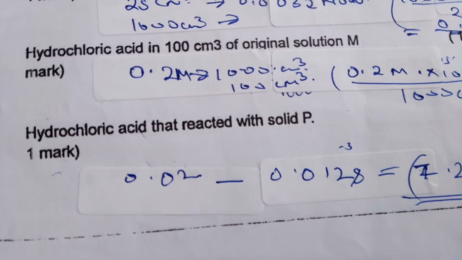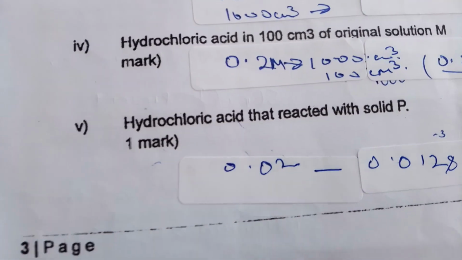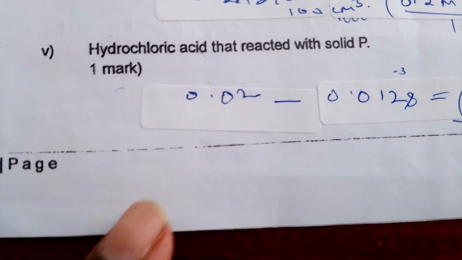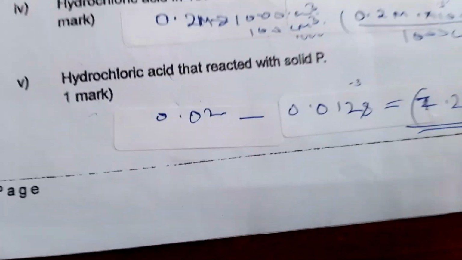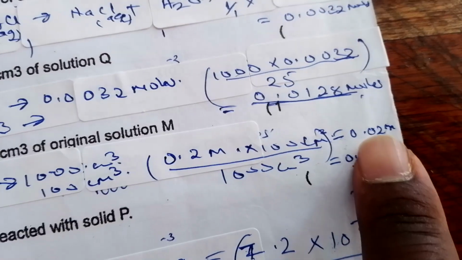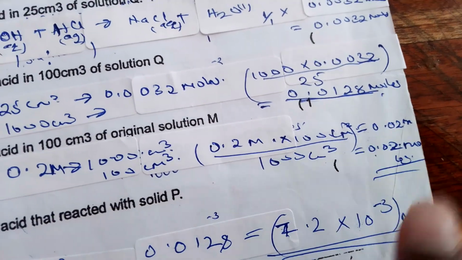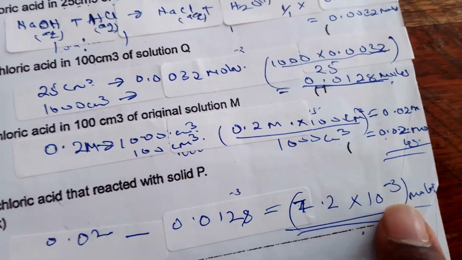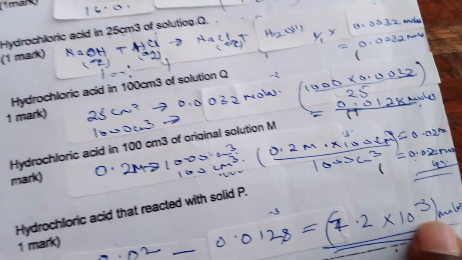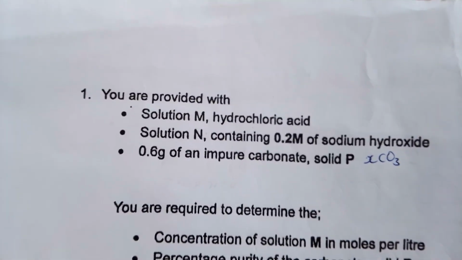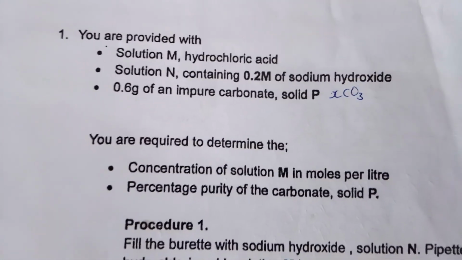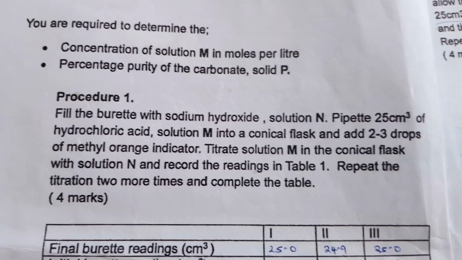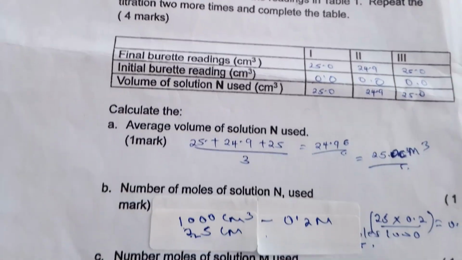So you can see how I did. This is 0.02 moles, these ones here. They are the ones that we subtracted from these ones, and then we found 7.2 times 10 raised to power negative 3 moles. So for those short remarks, let me just summarize to take you through the entire process slowly, so that you can be able to read it on your own.